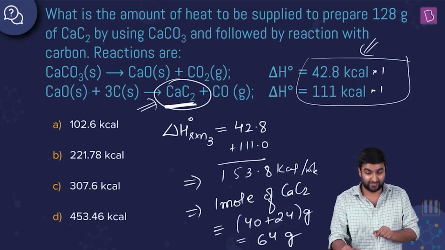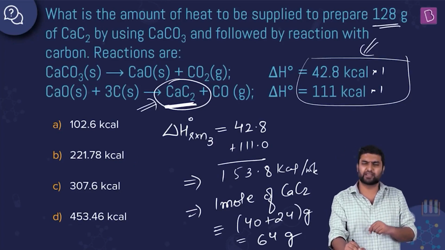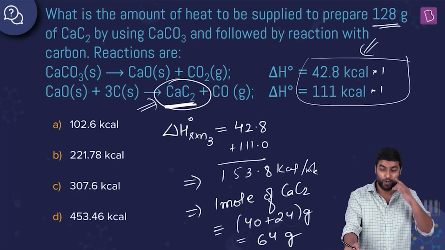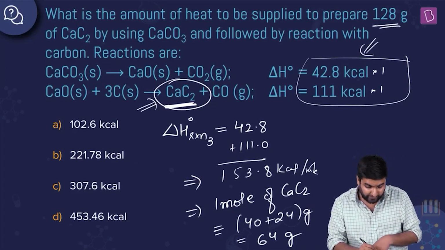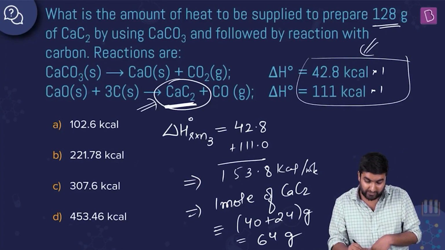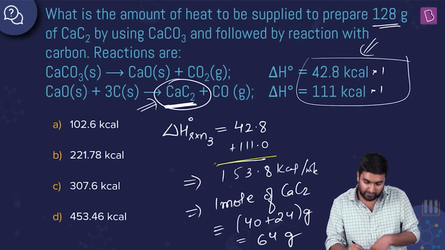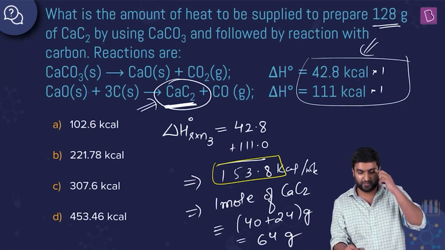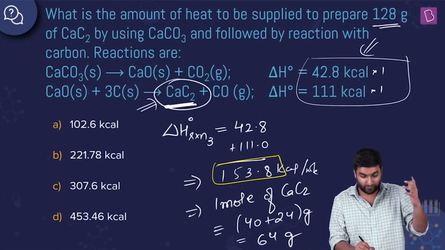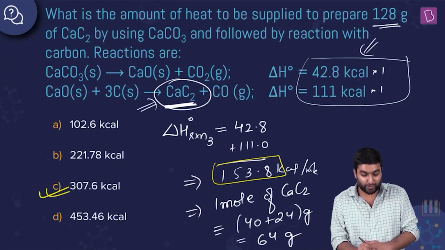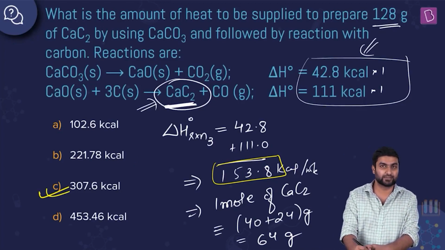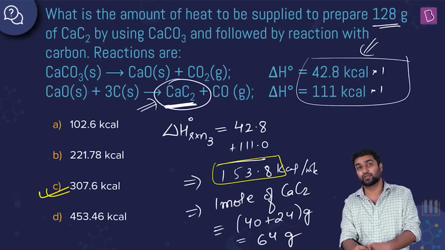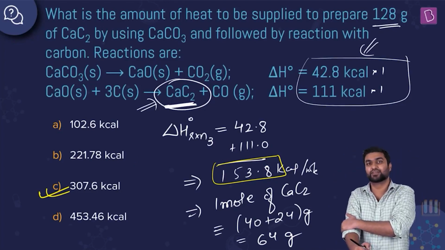However, the question is asking, I want to prepare 128 grams. You want to do double. So you're going to require double this energy. Which energy? Double this energy, right? So you're going to require 307.6. Oh wow, we have this value here. Awesome. So we're going to require 307.6 kilocal of energy to produce 128 grams of CaC2 via this reaction sequence.